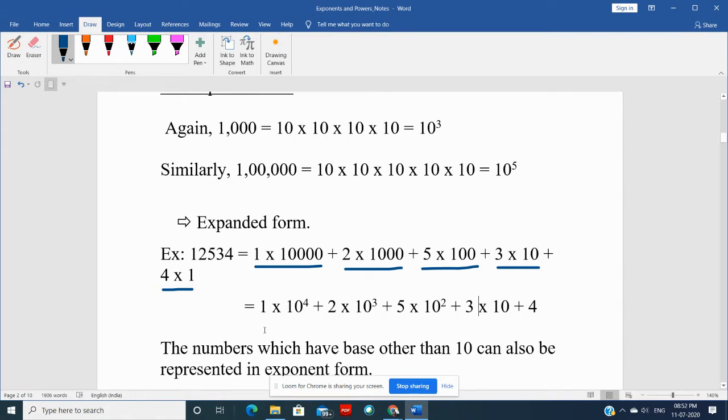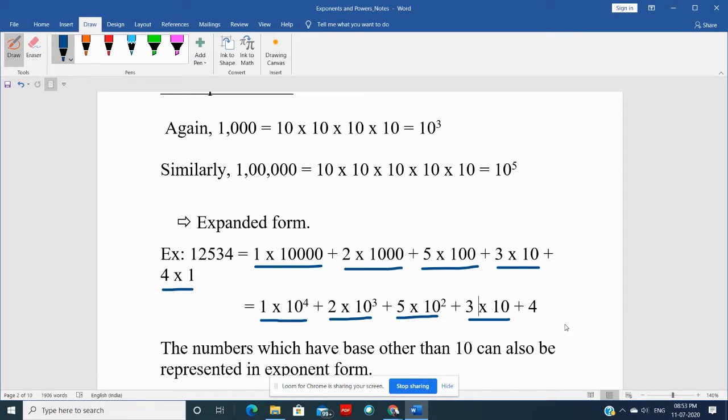This expanded form also you can write like this. Similarly, see, 1 multiplied by 10,000. So why write 10,000? You can just write 1 multiplied by 10 raised to the power 4. 2 into 1000 can be written as 2 into 10 raised to the power 3. 5 into 100 can be written as 5 into 10 raised to the power 2. 3, 10. There is only one time, so we don't write anything. Now, understand this very important rule here.